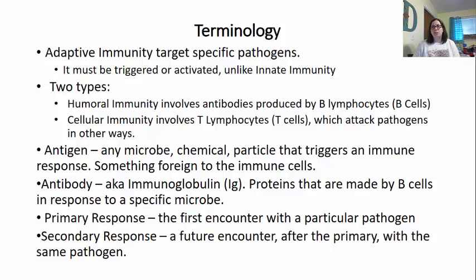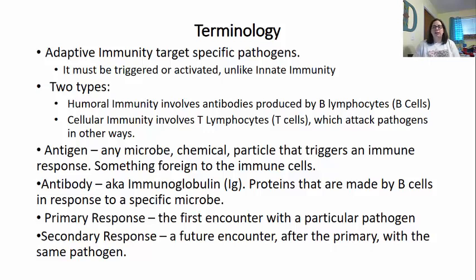This brings us to the two types or two branches that are part of this adaptive immunity. You have the humoral immunity, which involves antibodies. These are going to be produced by your B lymphocytes, also known as your B cells. We have the cellular immunity, which involves the T lymphocytes, also known as T cells. These are going to attack pathogens in different ways than using antibodies. It's kind of more of a hand-to-hand combat in a sense.